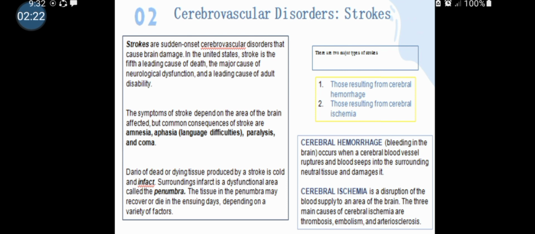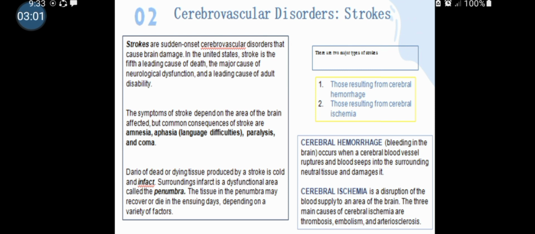So, symptoms of stroke depend on the area of the brain affected, but common consequences of stroke are amnesia, aphasia or language difficulties, paralysis, and coma. The area of dead or dying tissue produced by a stroke is called an infarct. Surrounding the infarct is a dysfunctional area called the penumbra. The tissue in the penumbra may recover or die in the ensuing days, depending on a variety of factors.